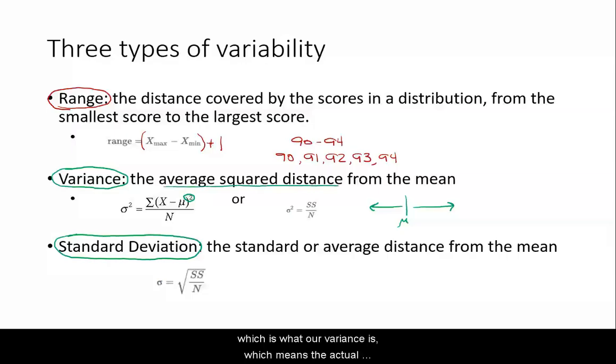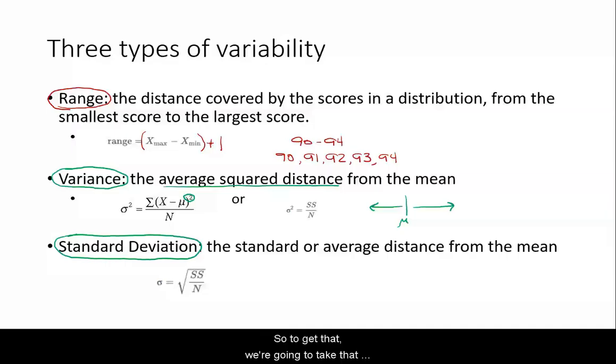And then that's going to give us what we call the average squared distance from the mean, which is what our variance is, which means the actual distance number is kind of inflated, right? Because it's not the average distance, but instead it's the average squared difference, so it's exponentially larger. So using variance as a descriptor by itself doesn't give us a real accurate picture.